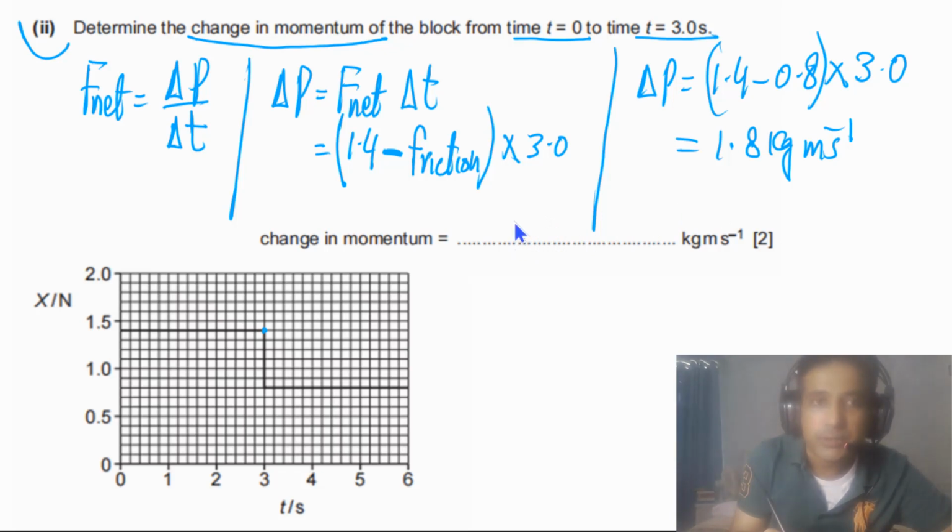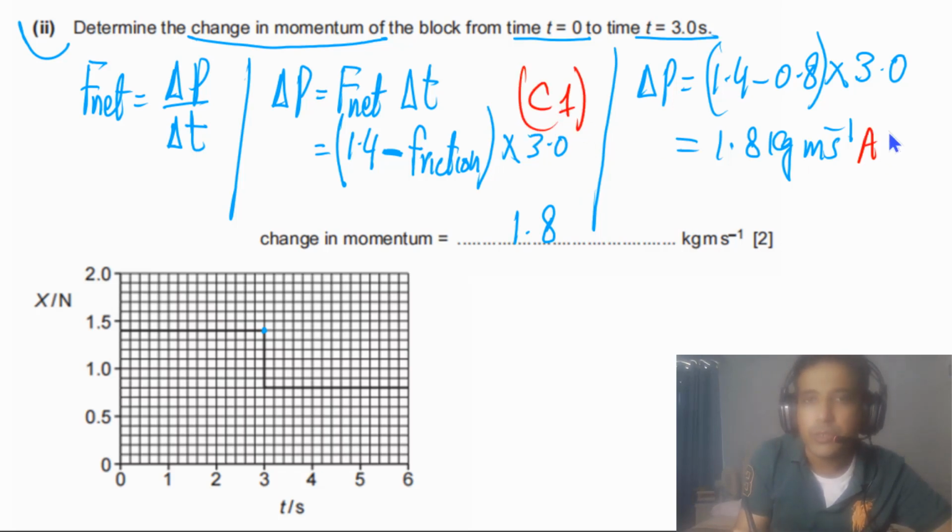So the answer for this question is 1.8 kg m/s. If you have written this equation, you will get 1 C mark, and if you got the right answer, you will get 2 marks.